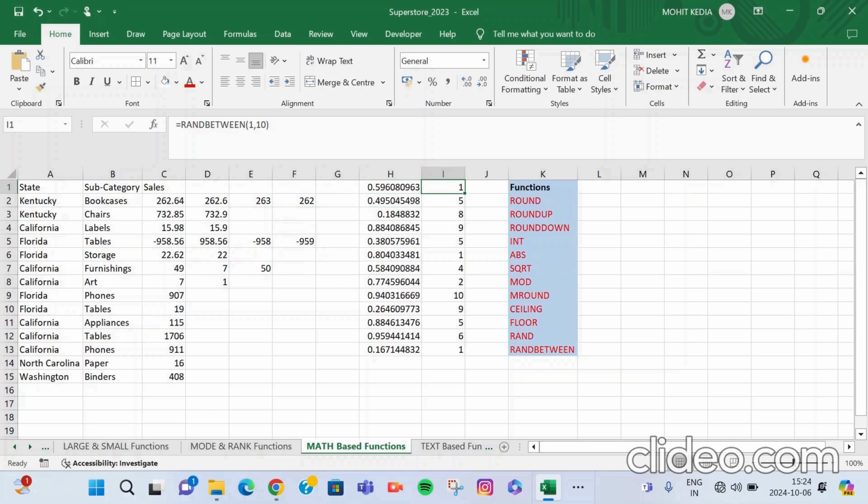In the next lesson, we will be talking about text-based functions, which are among the most important functions in Excel. That's all.